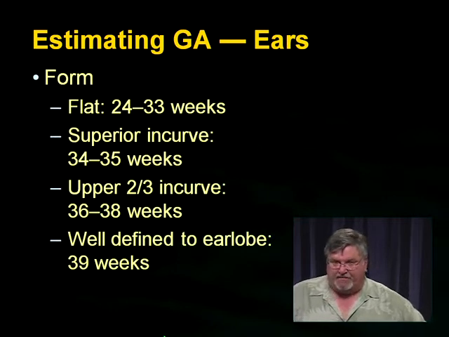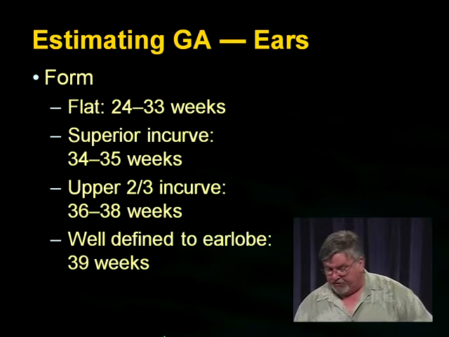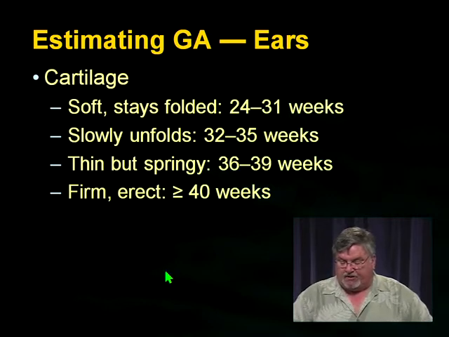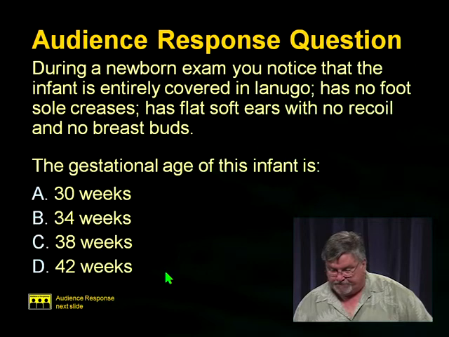Ears is my second favorite. So flat between 24 and 33, an upper incurve at 34, an upper two-thirds of an incurve after 36, and well-defined incurve all the way to the earlobe at 39. Cartilage: soft, stays folded, versus firm and erect cartilage by term.